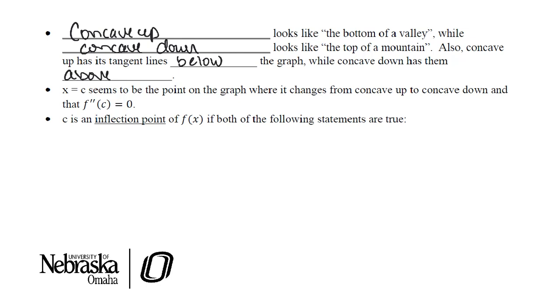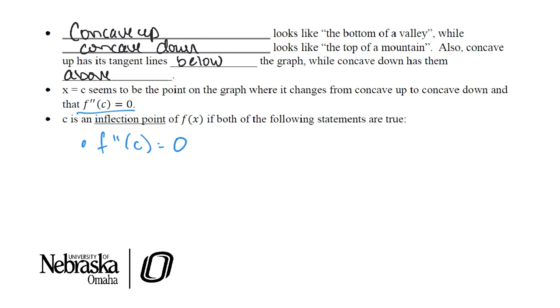It says x equals c seems to be a point on the graph where it changes from concave up to concave down, and that the second derivative of c is 0. So that means c is called an inflection point. Now, there's two things that must be true to have an inflection point. The first is that the second derivative at this point c must be equal to 0. Notice it says that right there.